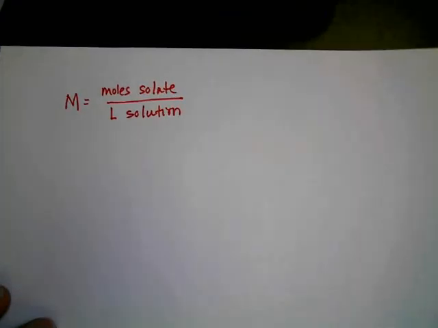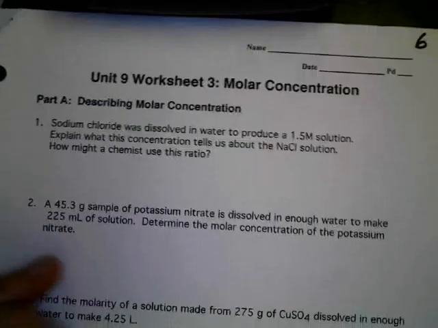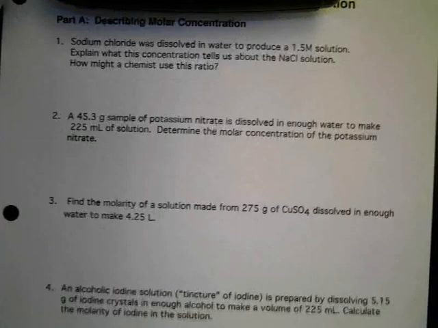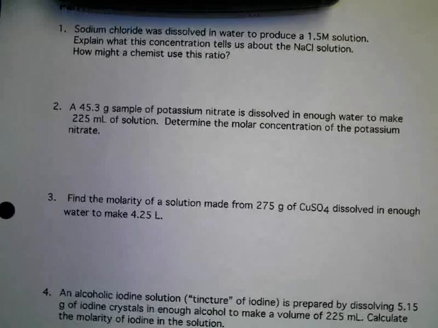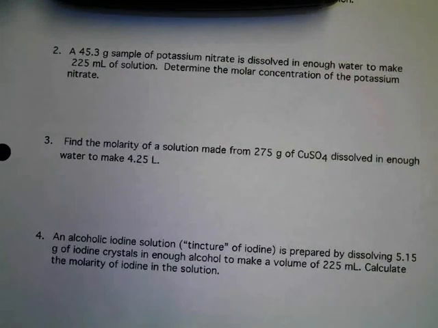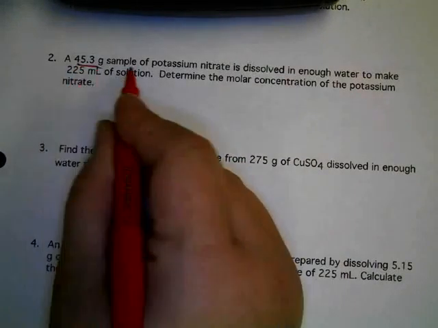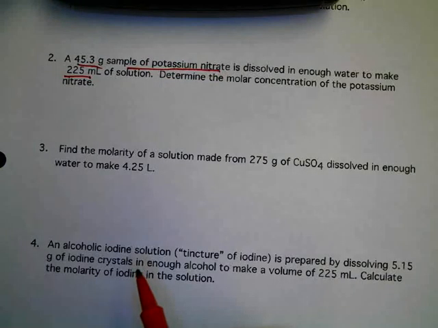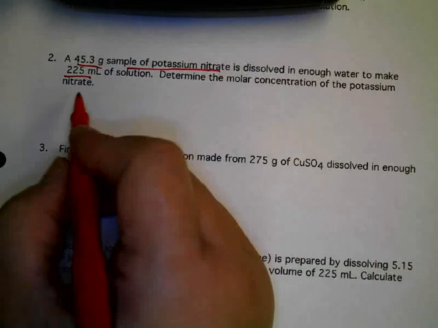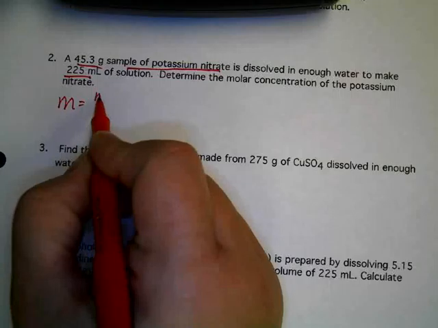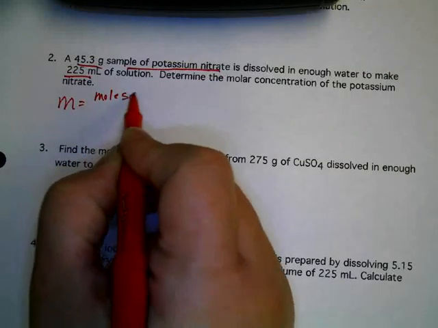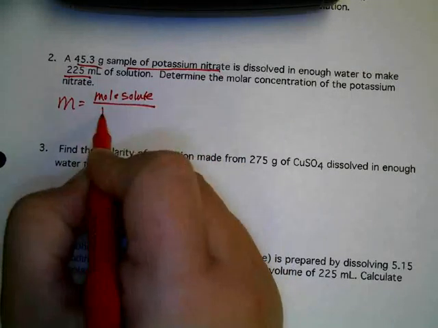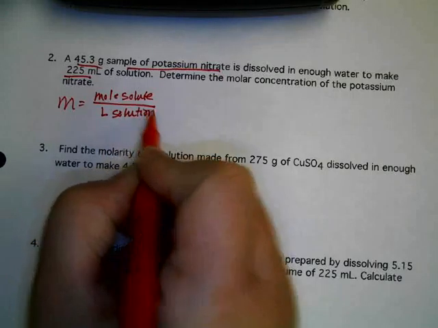All right, so I'm going to go ahead and do some problems here for you. I'm going to start at number 2. I'm not going to use number 1. Number 2 says if a 45.3 gram sample of potassium nitrate is dissolved in enough water to make a 225 mL solution, determine the molar concentration of the potassium nitrate. So remember, I want moles of solute divided by liters of solution. So the liters of solution, let's deal with that first.